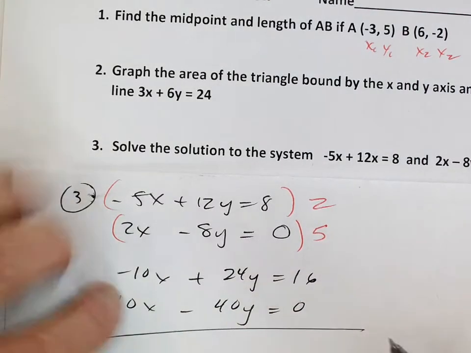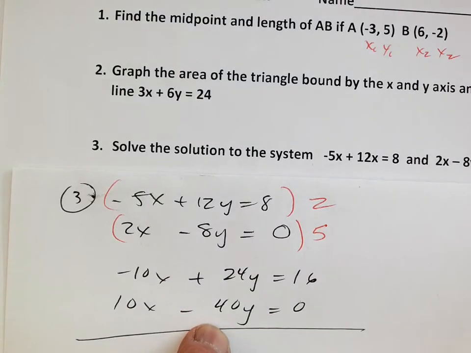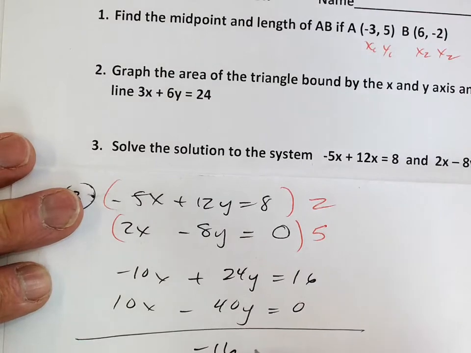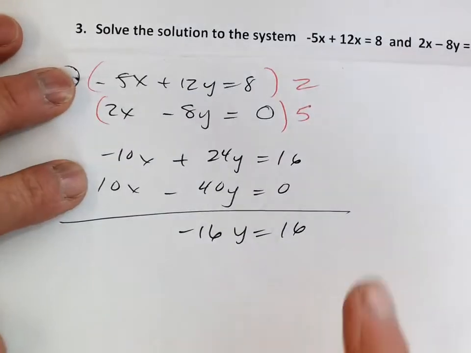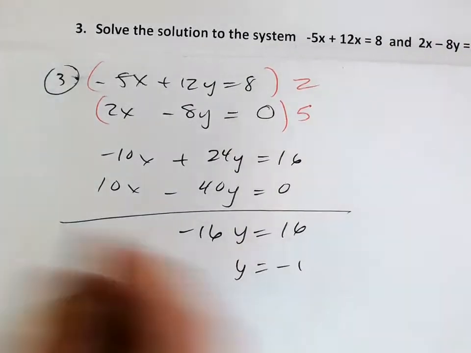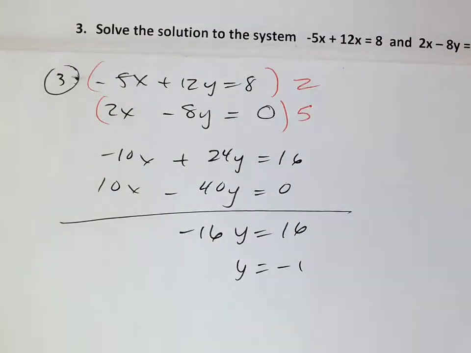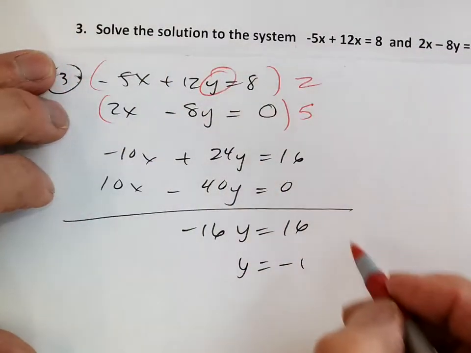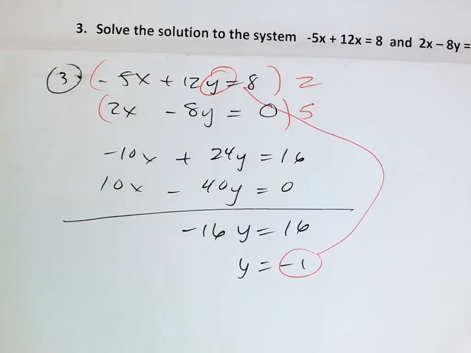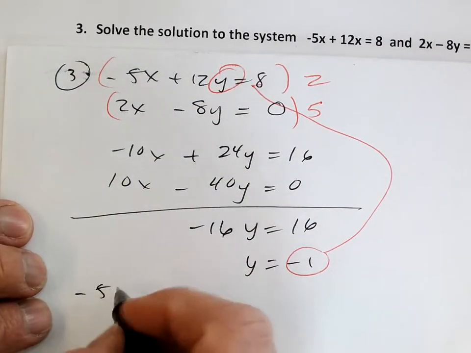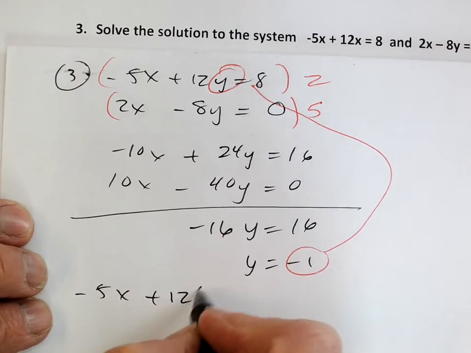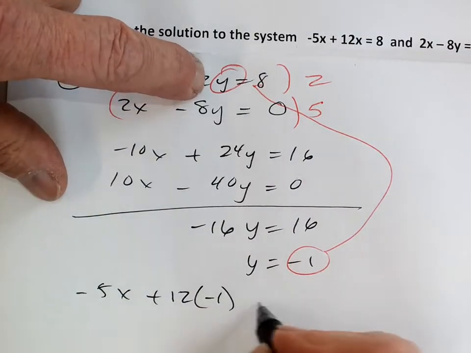Okay. 40 minus 24 is 16, but it's going to be a negative 16. Y equals 16. Divide by 16, and y is equal to negative 1. I like that. Nice number. So to make it easy, I'll probably put the y value right here into the first equation. Right there. All right, so I'm going to rewrite negative 5x plus 12 times y, I know y is negative 1, equals 8.